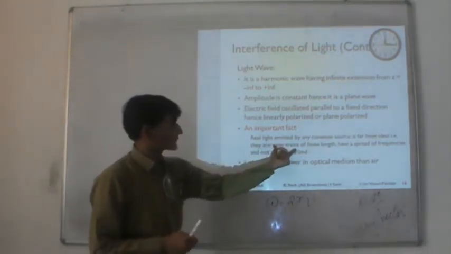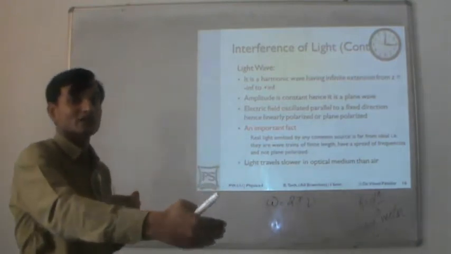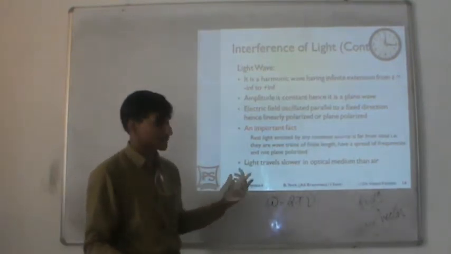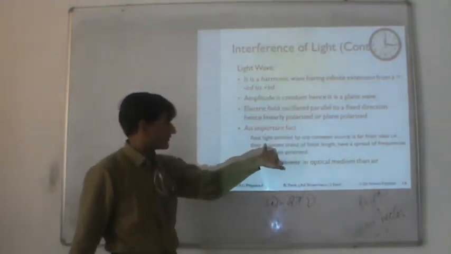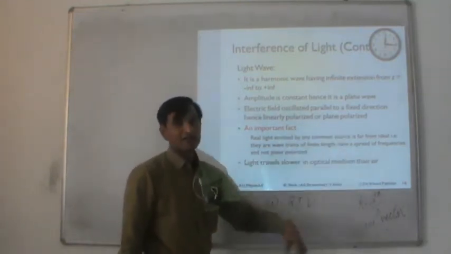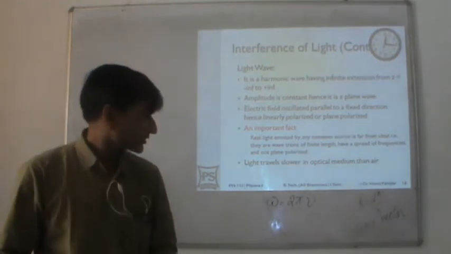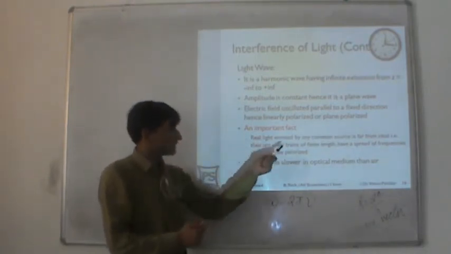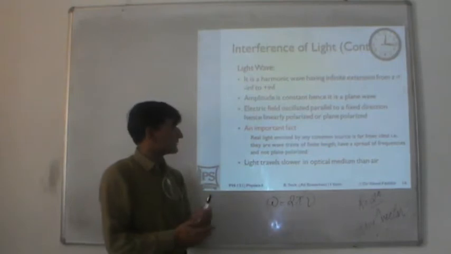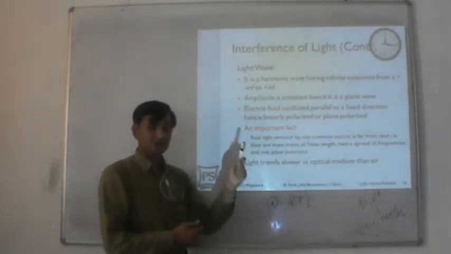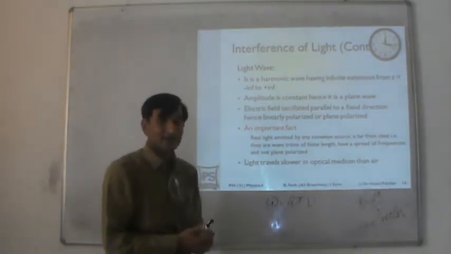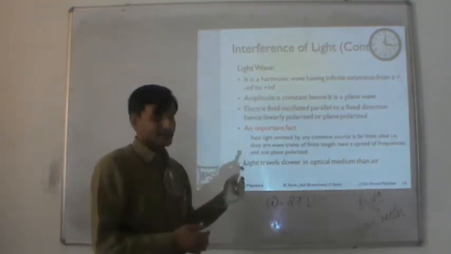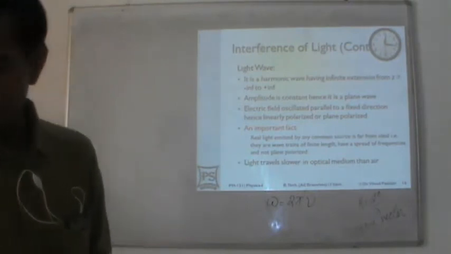Because of this, you have different short wave pulses coming out from the source. It may be some natural phenomenon through which you have finite length wavelengths having different frequencies, and they are not plane polarized. Their electric field is not aligned in a single direction. So you have a mix of frequencies available. A common light source does not produce a wave of unique frequency which is infinite in extension and plane polarized. And the other fact is that light travels slower in an optical medium, which you know.